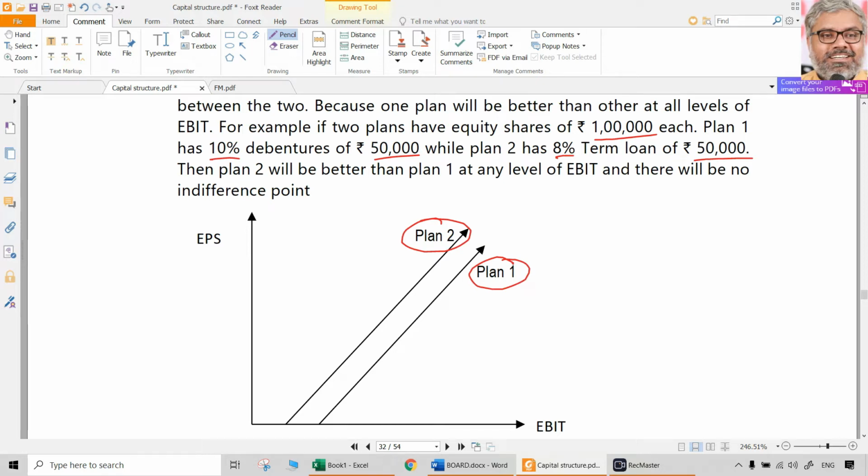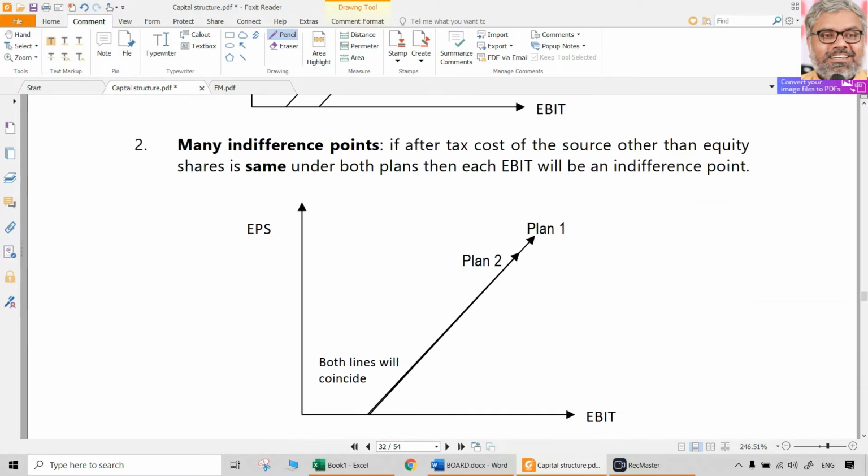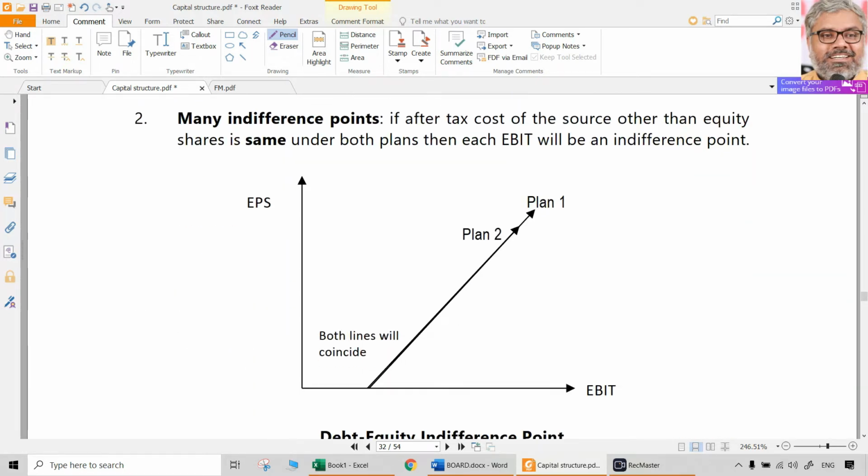That is one exception. Another exception can happen where many indifference points can be there. When? If the after-tax cost of the sources other than equity shares is the same under both the plans, then each EBIT will be an indifference point. Let us say there are two different plans.